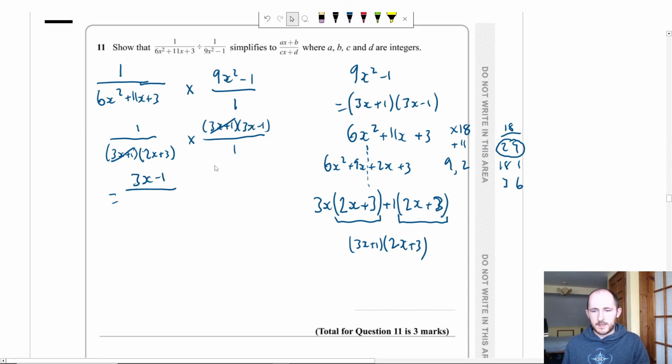2x plus 3 times 1 just gives me 2x plus 3. That's my final answer. If you have a look, a, b, c and d are integers. All of these numbers are integers as well. Okay. So depending on how quickly you can factorize, you can do this a lot faster. But again, I wanted to walk through it nice and slow just so you can visually see what happens with it.